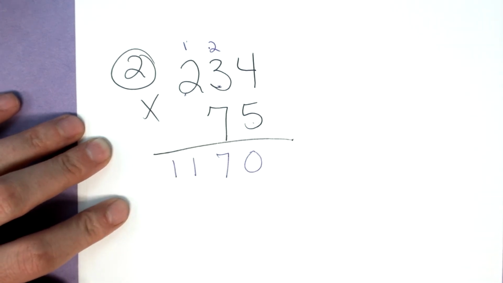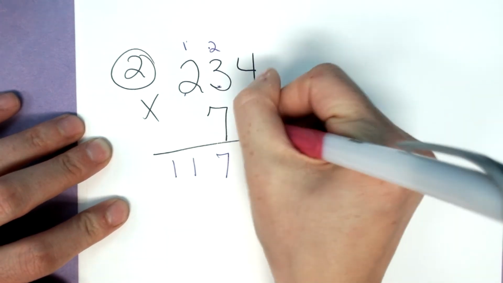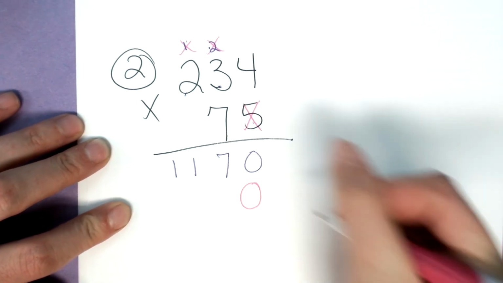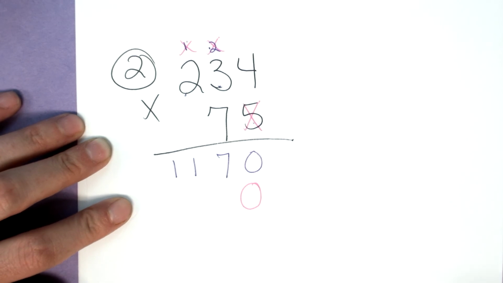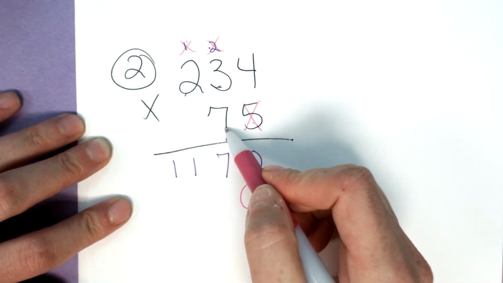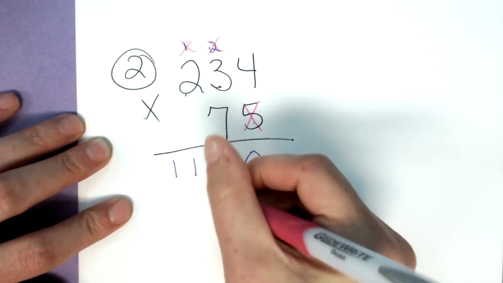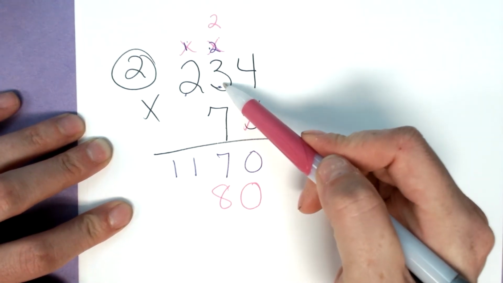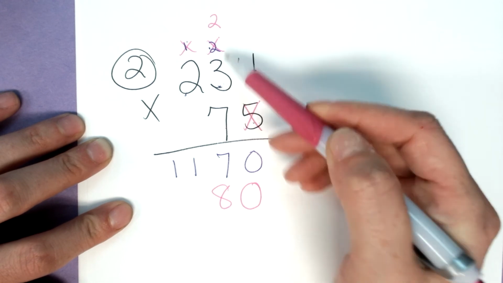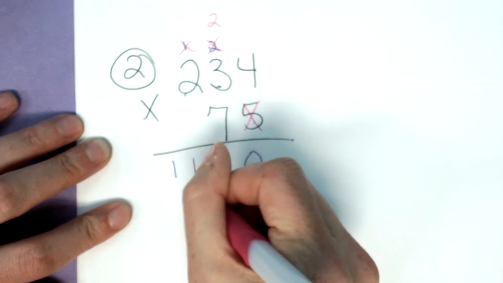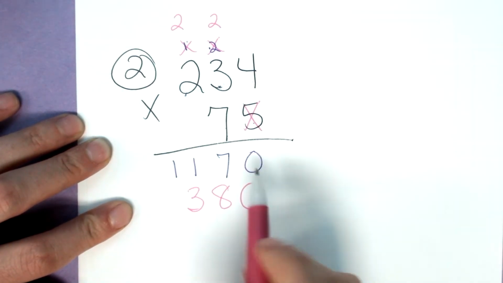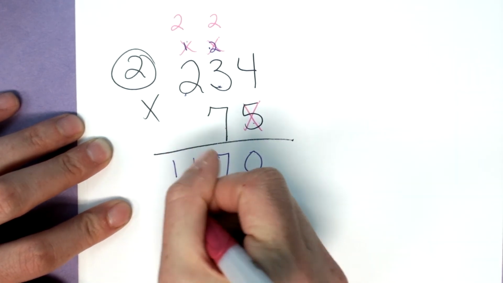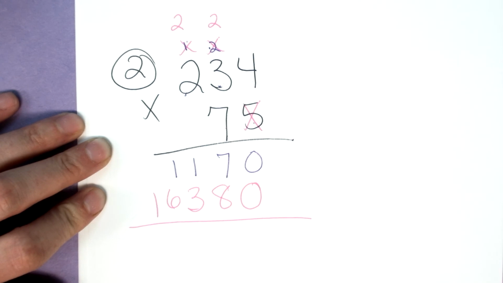So now, like before, I am done with the 5. I'm done with his friends. And I'm going to give him a big fat 0 right there in that 1's place. Now going over to the 10's place, 7 times 4 is 28. 7 times 3 is 21, plus 2 is 23. 7 times 2 is 14, plus 2 is 16. Let's add it all up.